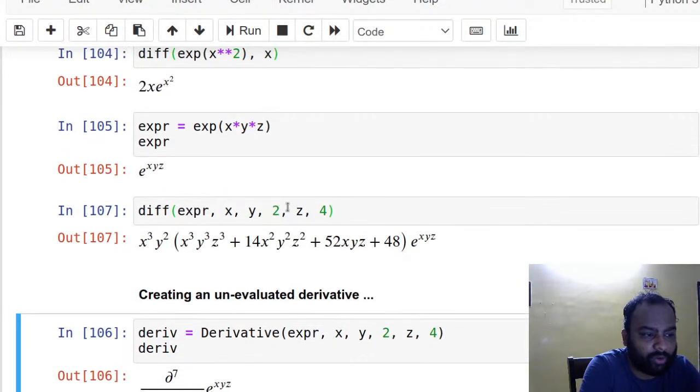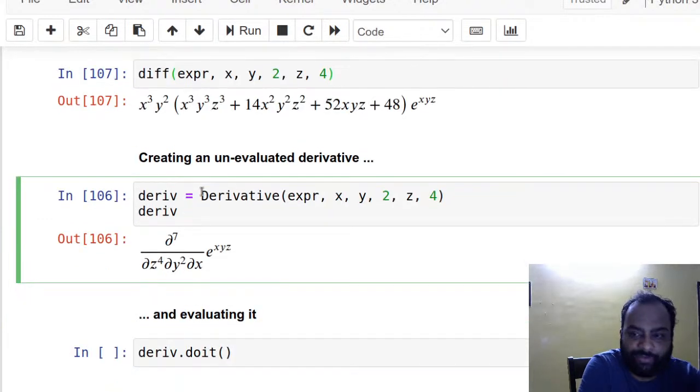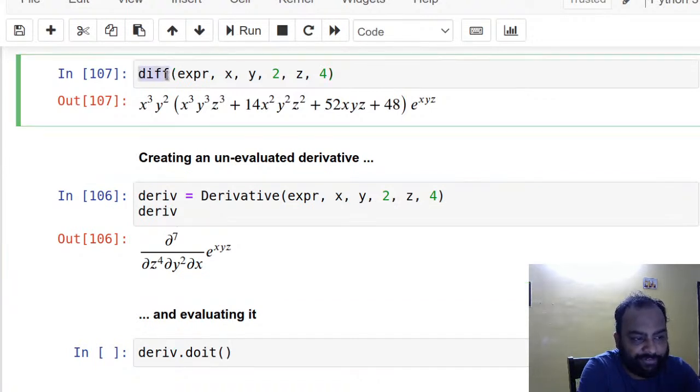So we have differentiated with respect to all of this. Now again, you have to understand that here we are leaving it for a later evaluation, which means we are doing a kind of lazy computation. This is an unevaluated derivative. We shall see similar things for unevaluated integrals. Instead of calling the Diff function, if I say diff, then the derivative is calculated immediately.